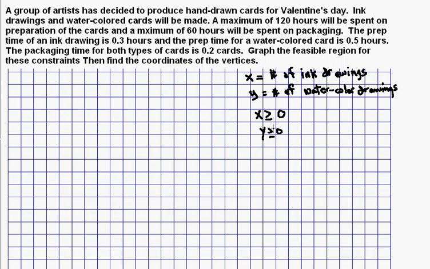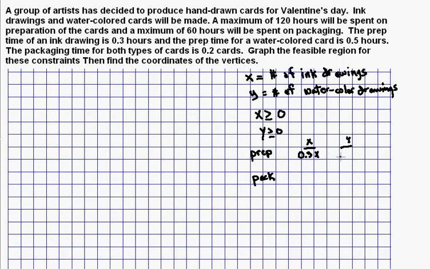Now, there are two inequalities that we're going to focus on. One is going to be about the prep inequality. We're also going to have a packaging inequality. So I'm going to create two rows, and we're going to have an x column and a y column. Now, for preparation, it states here the prep time of an ink drawing is 0.3 hours. So I'm going to go 0.3x. That represents the total amount of time spent for ink drawings.